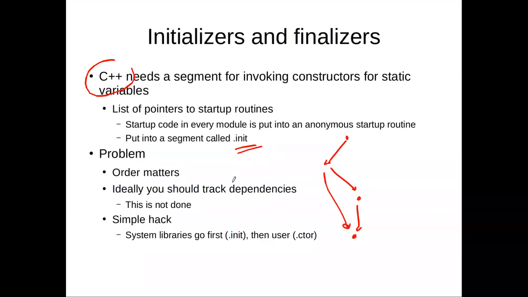So we only figure out two layers. System libraries go first, and they go in this init section, and then user constructors are in the CTOR section, right? So it's some kind of a compromise. So system constructors run first, and then user constructors.